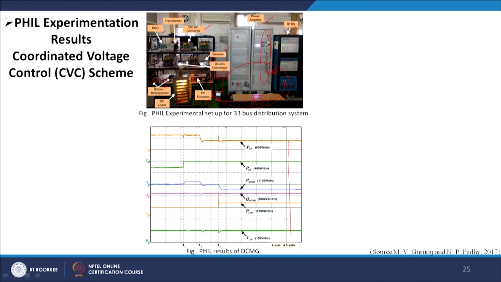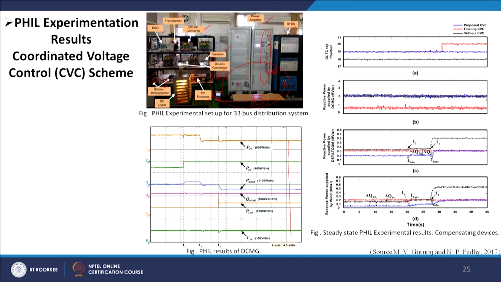Once again, similar to the previous discussions, we can see the power characteristics for both PV and DC microgrid. The proposed voltage control, the existing one, and the case without CVC are compared. Finally, it has been shown that with the help of the DC microgrid, coordinated voltage control can certainly be achieved better compared to a system without a microgrid.